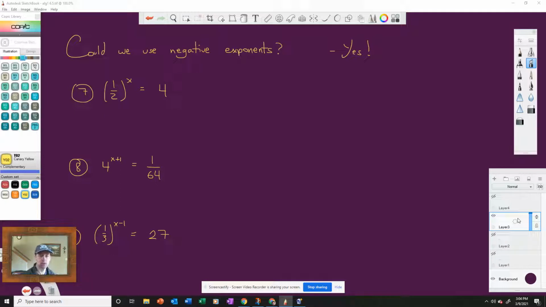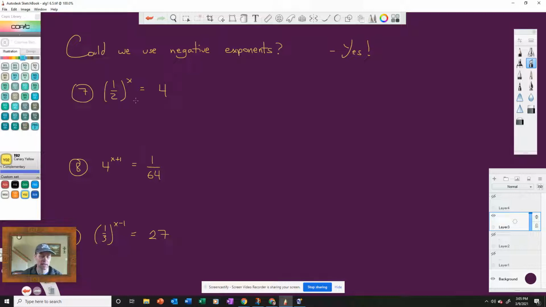So here's another question. What about if you have negative exponents? Could you have negative exponents in this situation? Well, last time we had some negative solutions. This time we're going to get some negative exponents. And the answer, of course, is yes. You can have negative exponents.